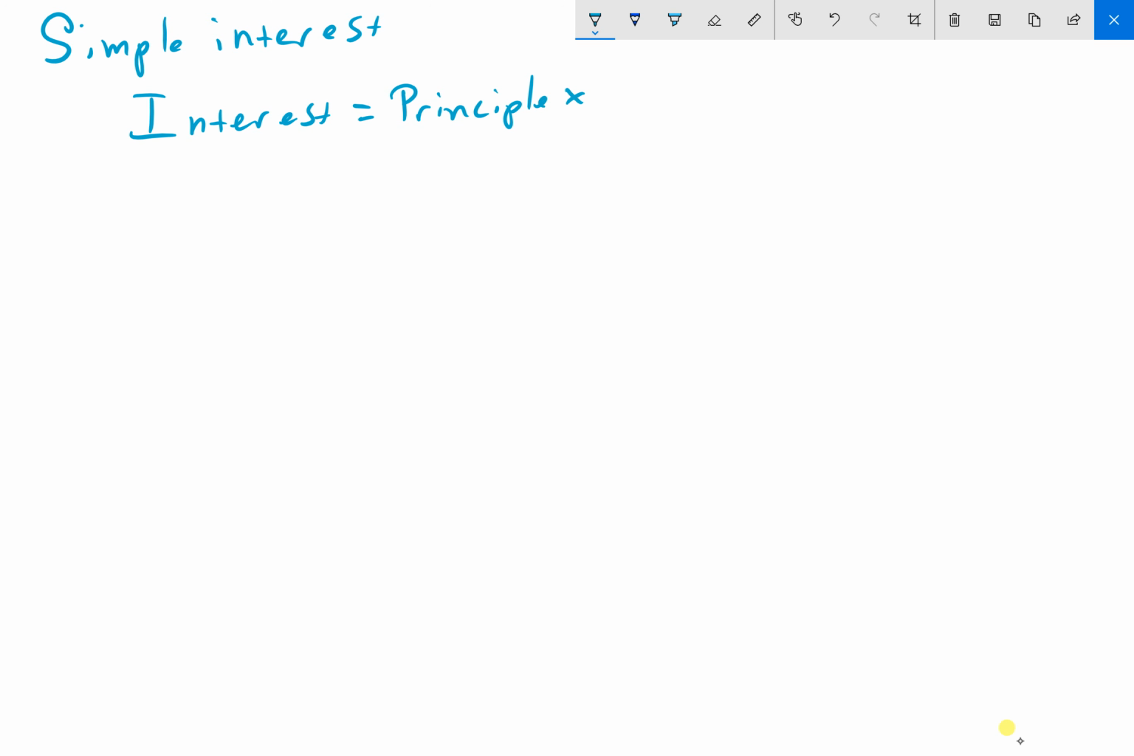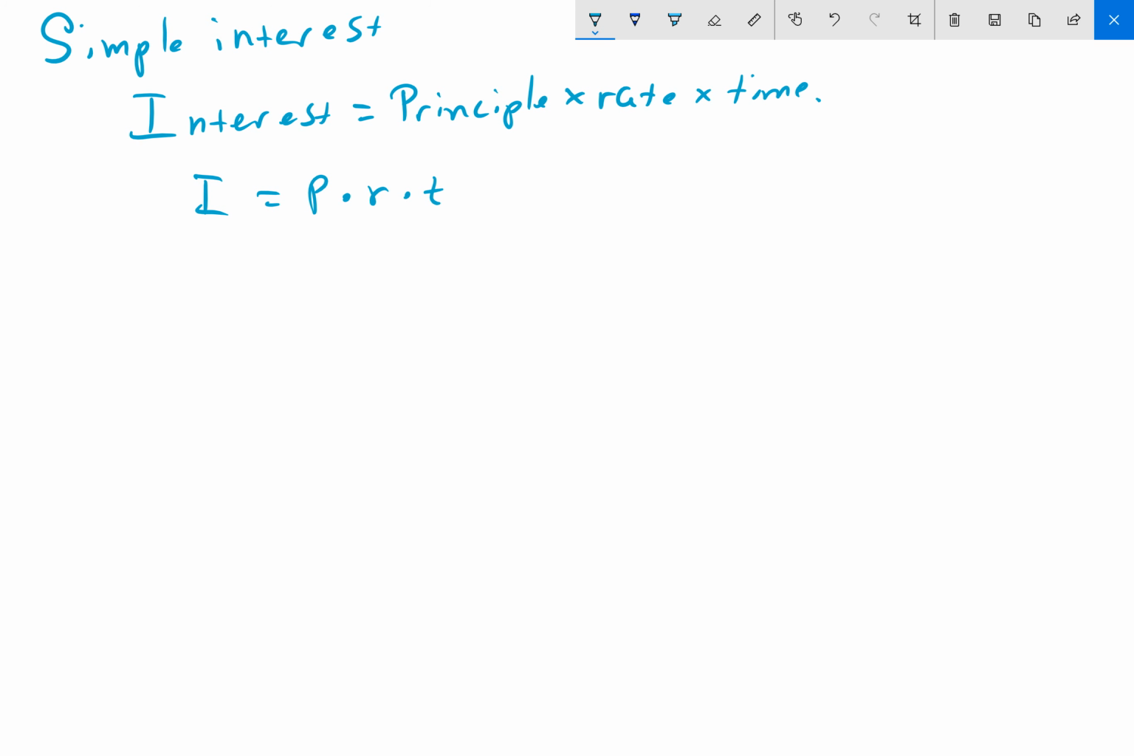So we're going to do a video on simple interest, and simple interest is not a super difficult topic. It's one quick formula, and once you know what the letters mean, you're in good shape. So basically, the formula is this: the interest is equal to the principal times the rate times the time.